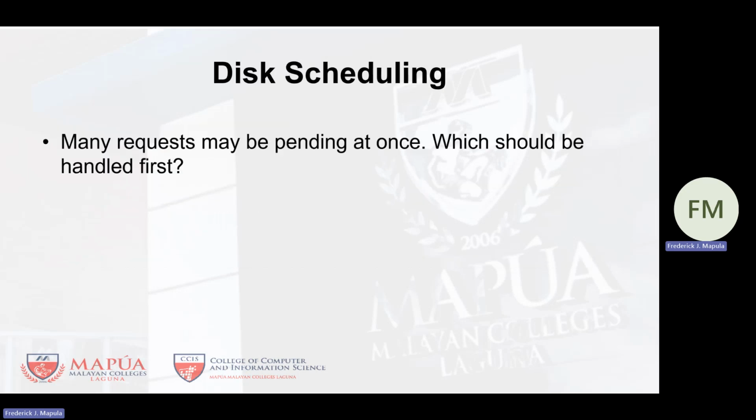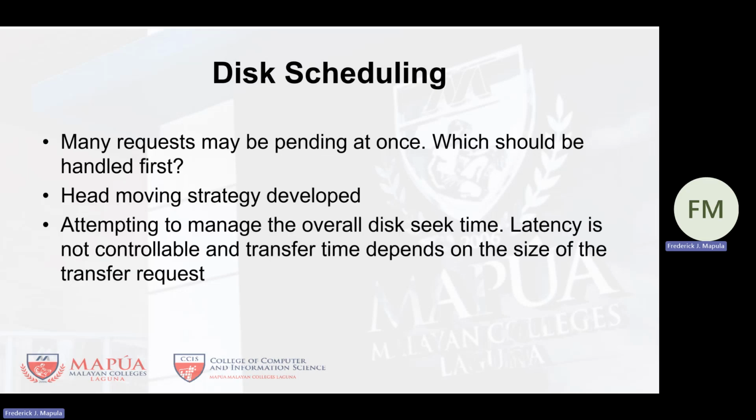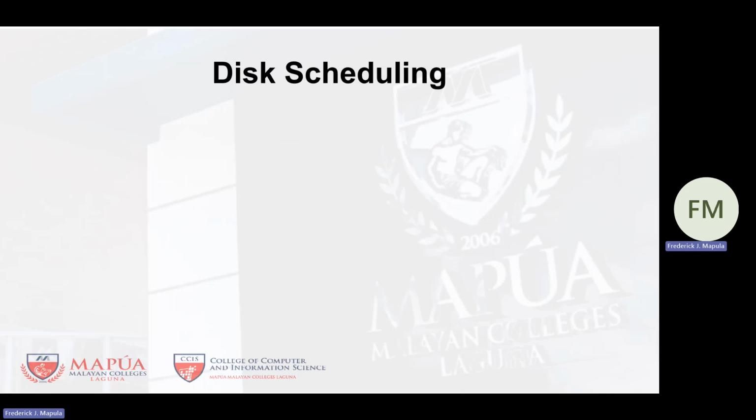Okay, so this is scheduling. Many requests may be pending at once, so we should decide which is handled first. So we have what we call first come, first serve. Moving on, strategies are developed attempting to manage the overall disk seek time. Latency is not controllable, and transfer time depends on the size of the transfer request. Okay? They say transfers differ.